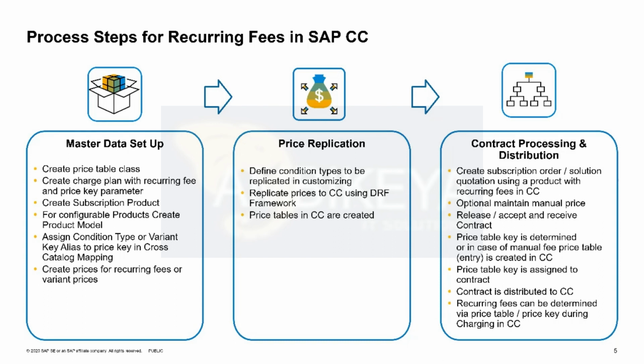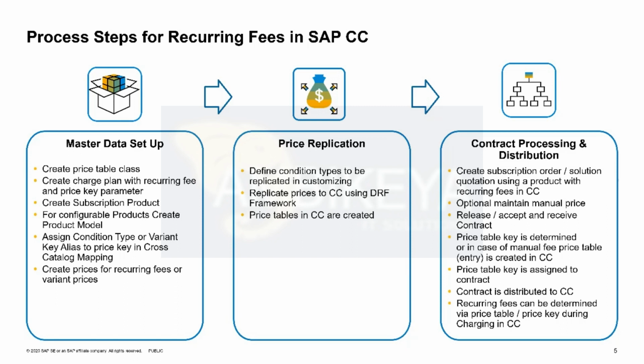This is then the step when we can start creating a contract. So we create a contract, or let's say we start with an order or a quote, which is using a product. For this product, we did cross-catalog mapping, and the cross-catalog mapping is linked now to a price plan, which is dealing with recurring charges. We can optionally maintain a manual price in this contract. And last but not least, we release, accept, and receive a contract.